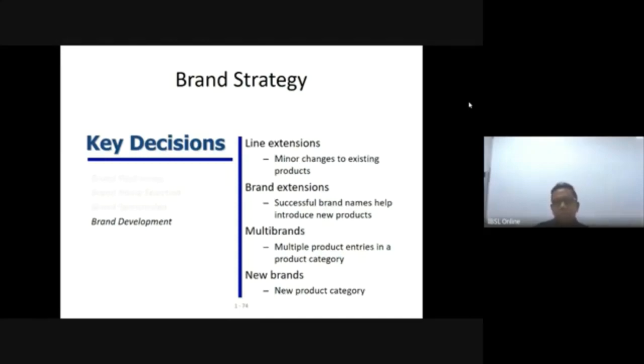Brand extensions, successful brand names help introduce new products. Maliban went from Maliban biscuit to Maliban garments, or any other extension. So Selinco went into many extensions, like from Selinco insurance to Selinco hotel, Selinco furniture, everything. About 50 to 100 extensions they went to. I think they extended too much.